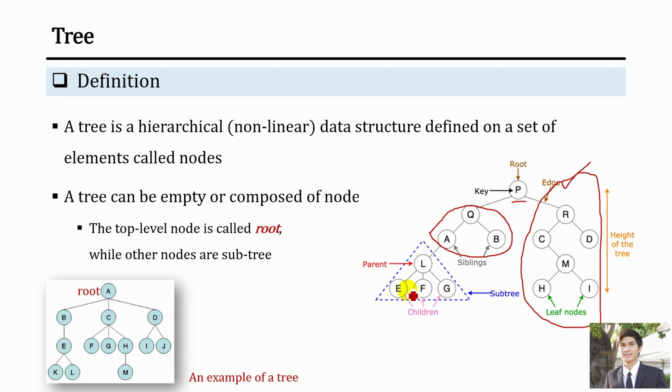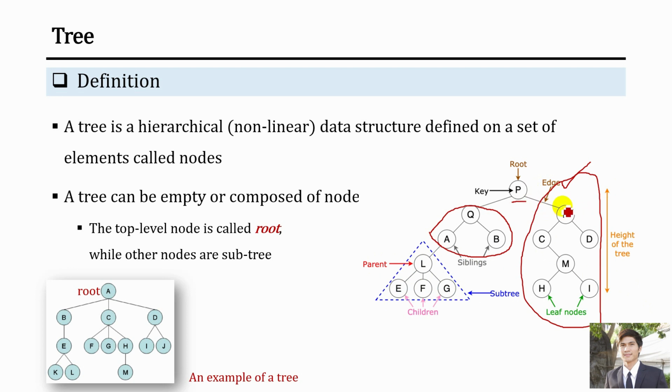So if we consider the subtree here, we have E and F. They are considered children, or we can say they are siblings. But considering the parent, E, F, G are children of L, and the relationship between E, F, and G is that they are siblings. And considering the height of the tree, we are looking at the levels.